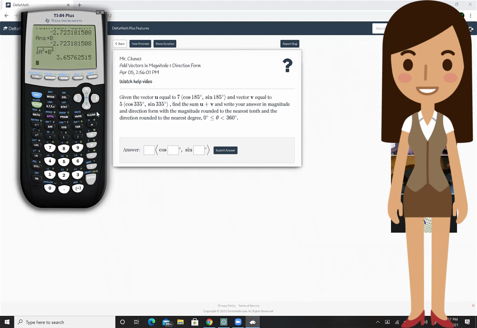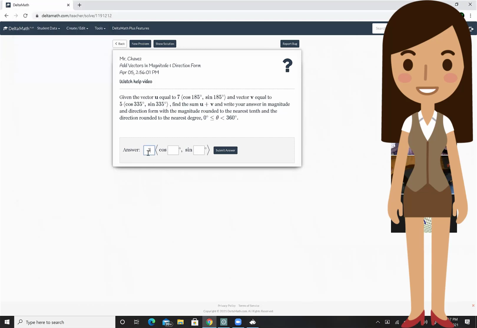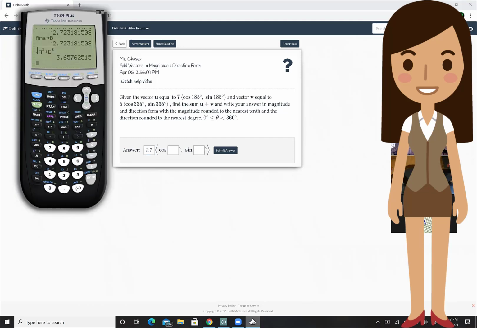There's my magnitude, 3.7. Type 3.7. All right, remember where you're at. Remember what A was, remember what B was. So A was negative and B was negative. So you're in quadrant 3.